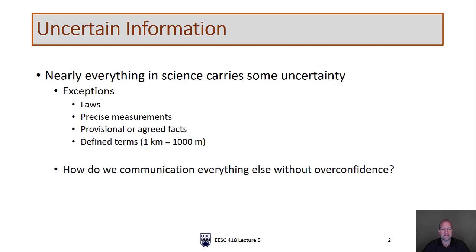So to start with, I'd like to just talk about uncertain information generally. Virtually everything that we discuss in science carries some level of uncertainty. There are some exceptions. We would say that scientific laws, very precise measurements, provisional and agreed to facts, and some defined terms, we can debate exactly what it means to be completely certain or to have no uncertainty whatsoever. But these are certain enough that we can have a reasoned discussion and just agree to these as facts. So how do we communicate everything else?